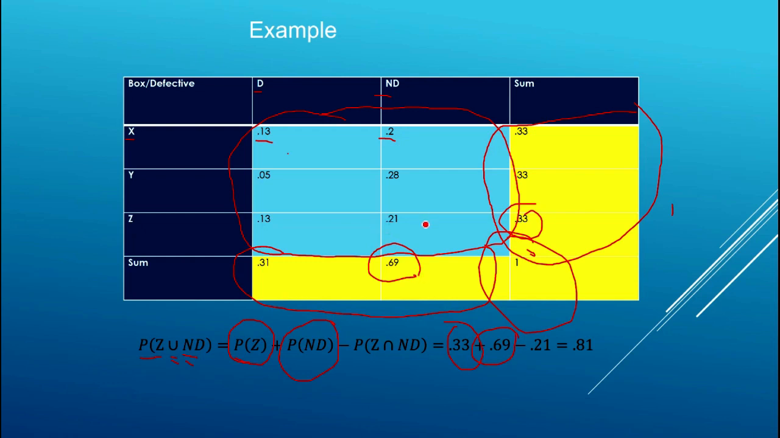But we've counted the area 0.21 twice, the probability of selecting Z and finding no defect. So we need to subtract that out once. That's why I subtract out the 0.21. The answer is 0.81, or 81%. So there's an 81% probability of selecting box Z or finding no defect.